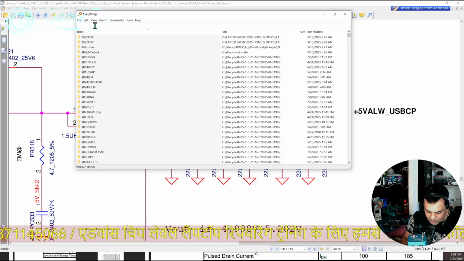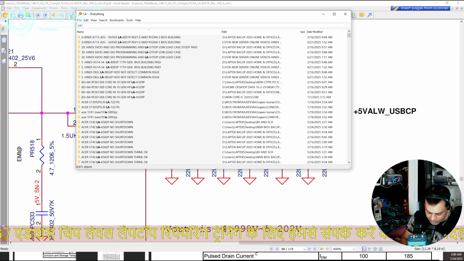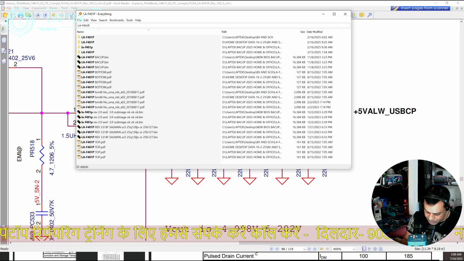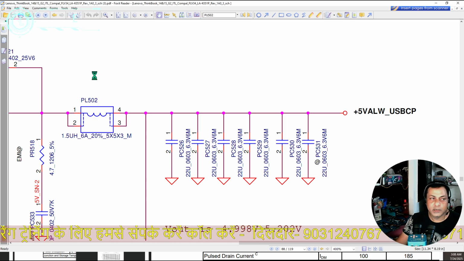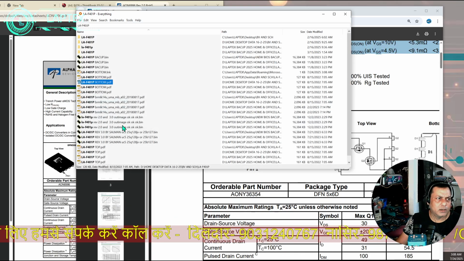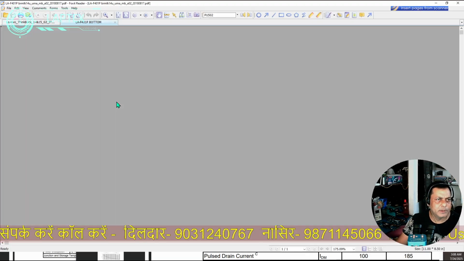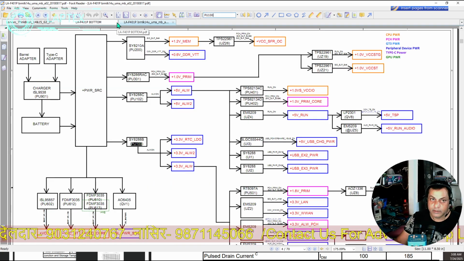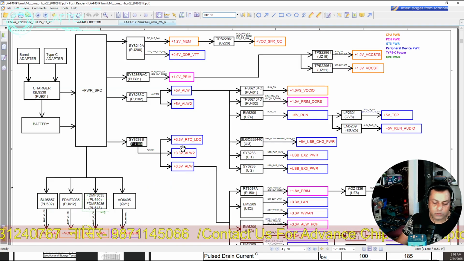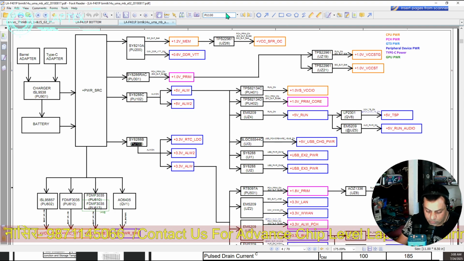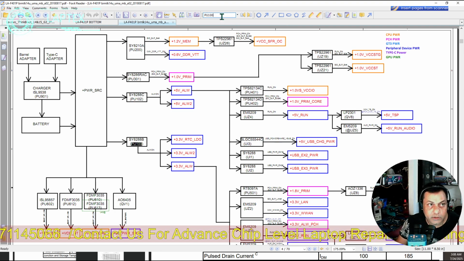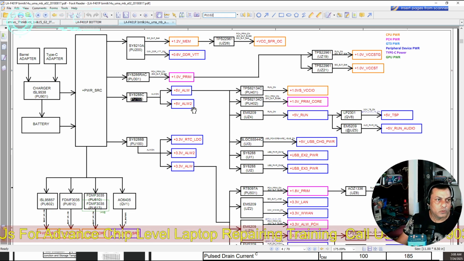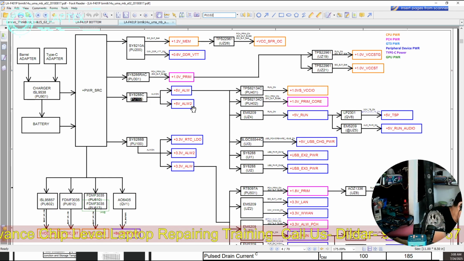So this is LA-F401P, and I fortunately have this board view also, and the PDF diagram. PU100 is available, 3 volt. Oh, 5 volt is missing, I think so. PU102, 5 volt, this is missing. I need another motherboard.